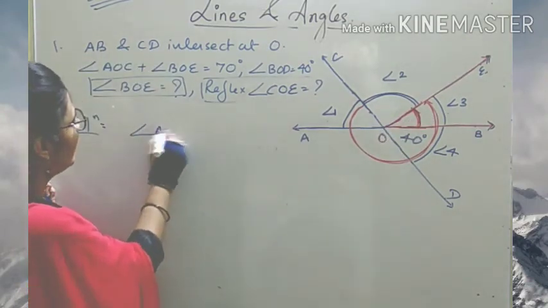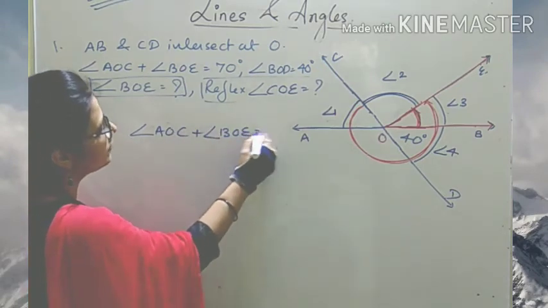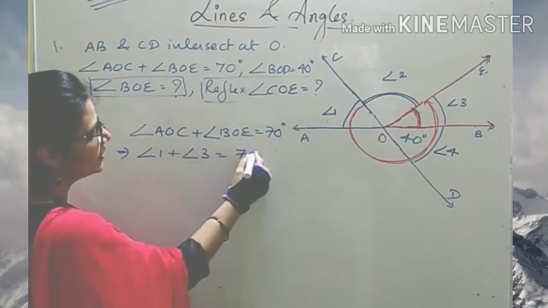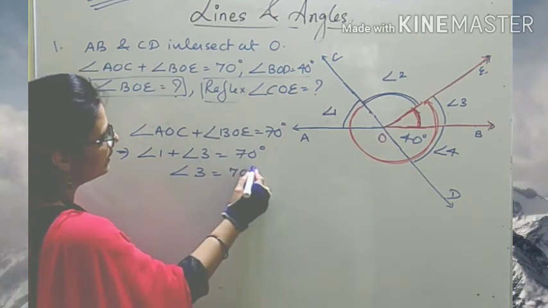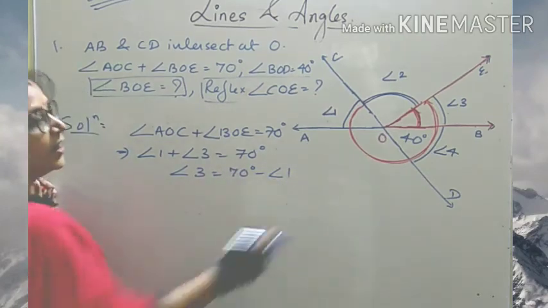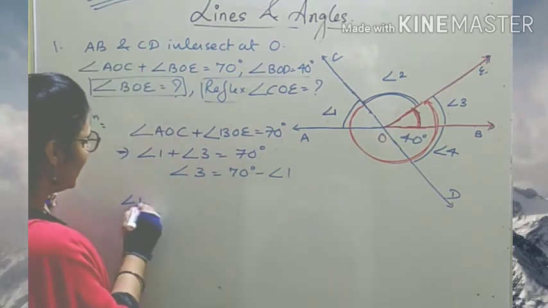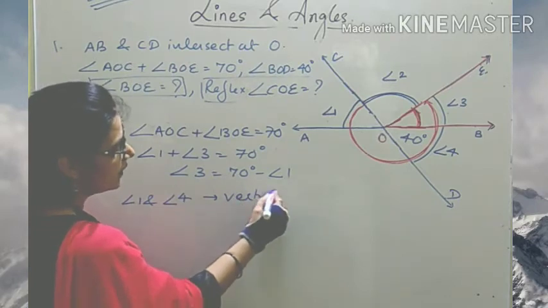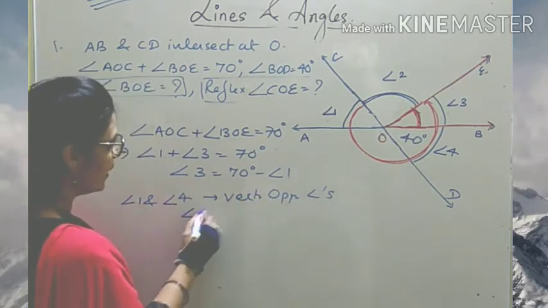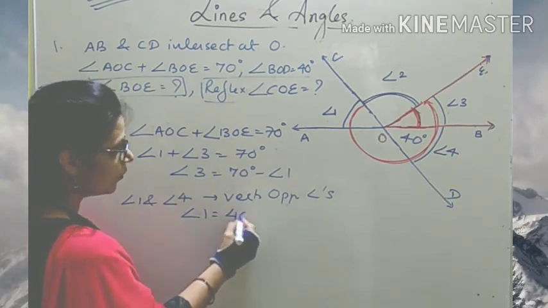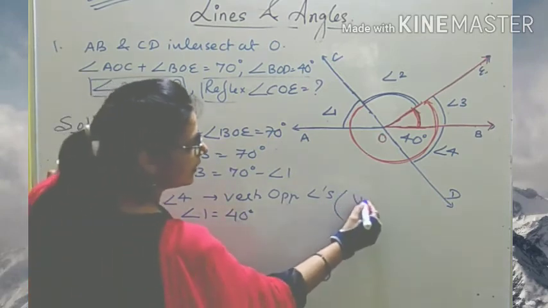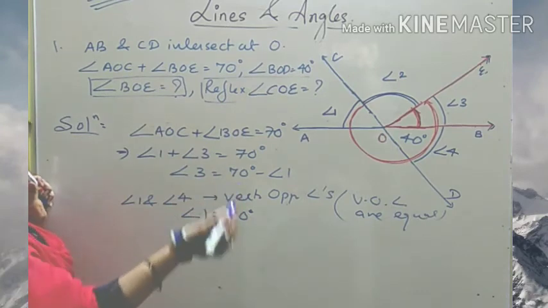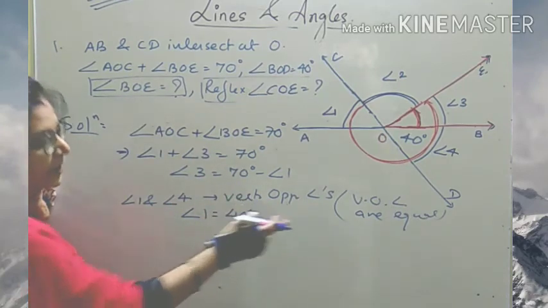So since AOC plus BOE is equal to 70 degree, so what this shows? That angle 1 plus 3 equal to 70 degree. So what about angle 3? It will be 70 minus angle 1. Okay. Now this angle 1 and angle 4, these are vertically opposite angles. So angle 1 कितना आ गया हमारे पास? 40 degree. Why? Vertically opposite angles are equal. ठीक है, we have just proved the theorem. With the help of the theorem we have to write.